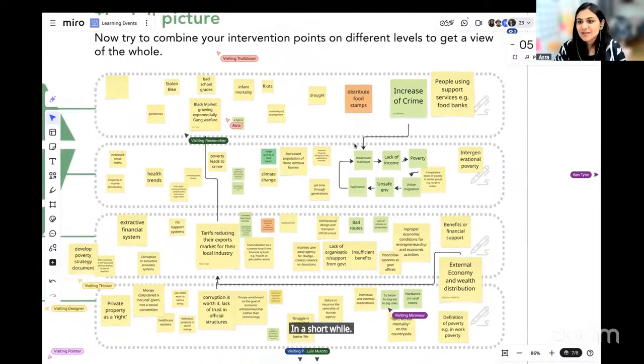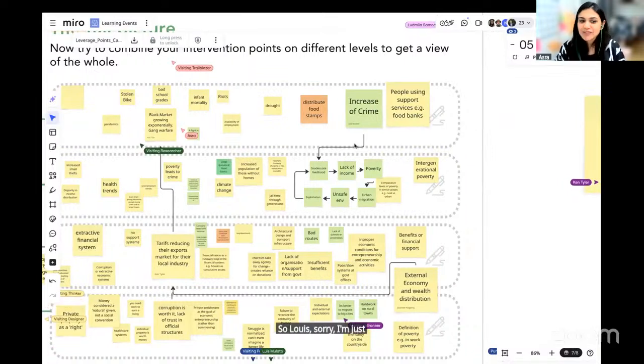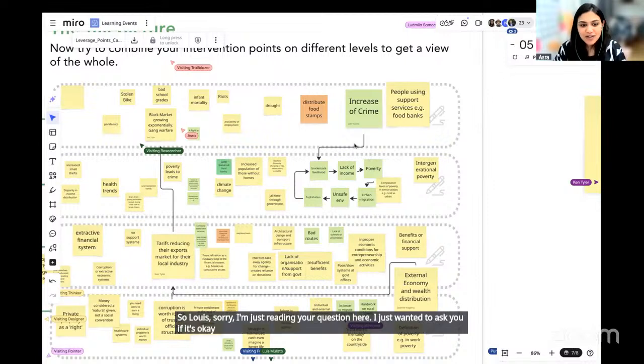So Luis, sorry, I'm just reading your question here. I just wanted to ask if it's okay for you to walk us through the stickies that you put here, so we get your perspective.